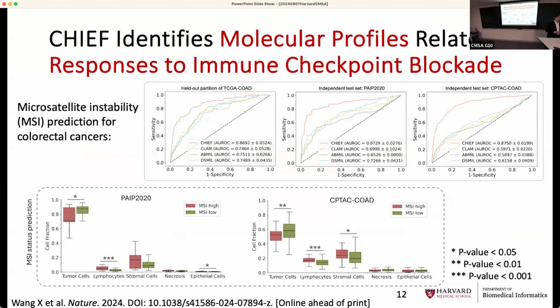And next, we further extended our approach to predict the molecular profiles related to the response to novel treatment, including immunotherapy or immune checkpoint blockade, to be specific.